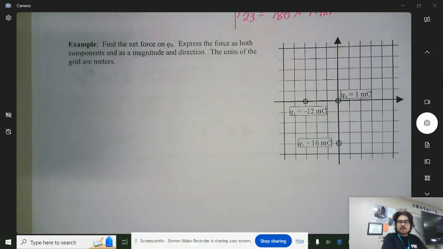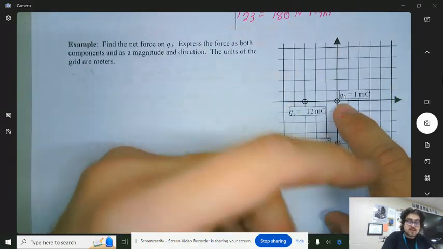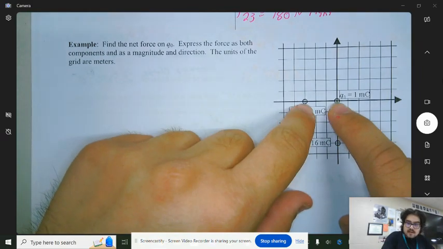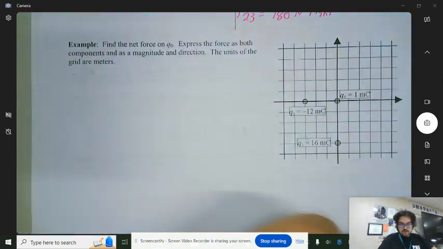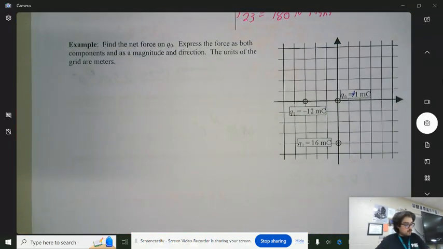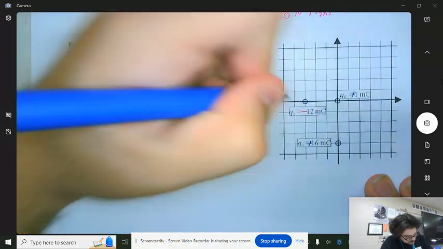Find the net force on Q0. Express the force as both components and as magnitude and direction, okay? Well, first off, you should notice that we're trying to find the force on Q0. I guess I'll call it Q0. It doesn't really matter, right? Q0 is a positive charge, okay? Q1 is negative, and Q2 is positive, okay?